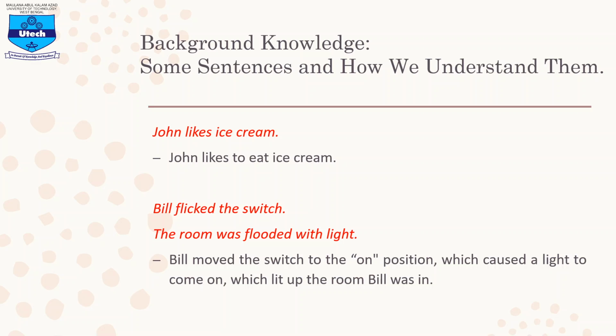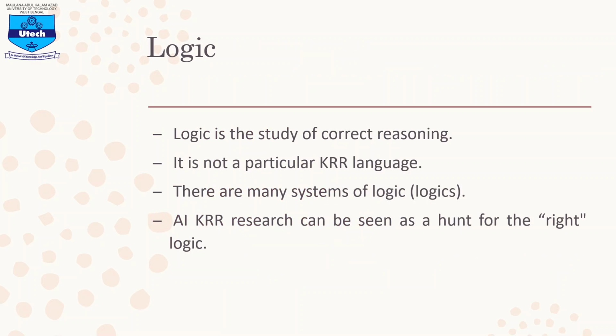If we want to switch a light on, the switch should be in the on position. That we easily have from our background knowledge, and based on the background knowledge we easily understand the meaning of the sentences. That is the background knowledge.